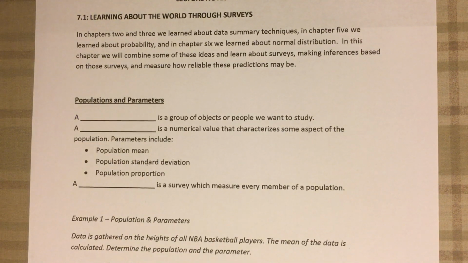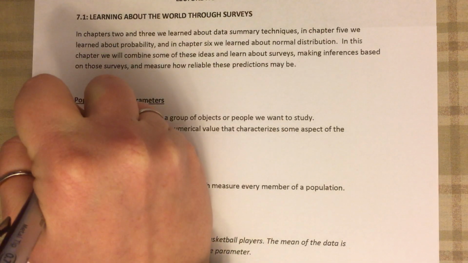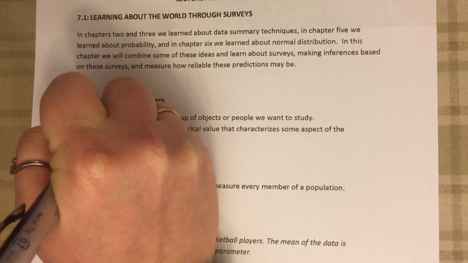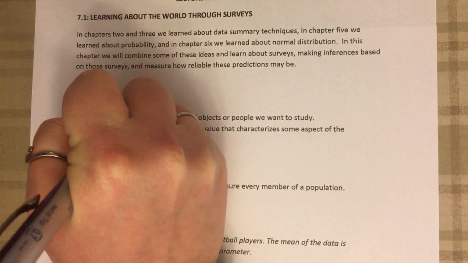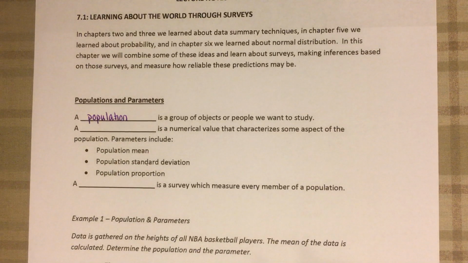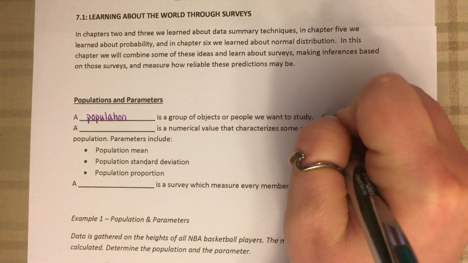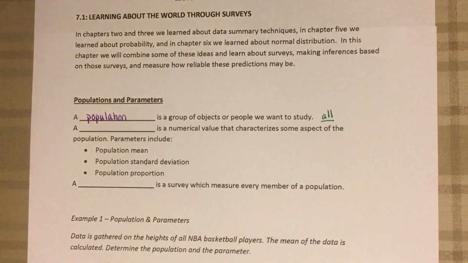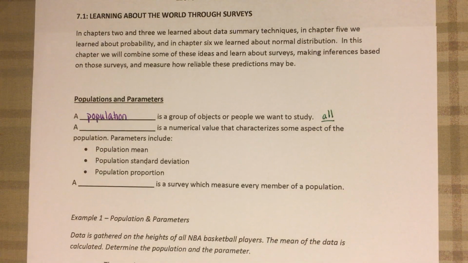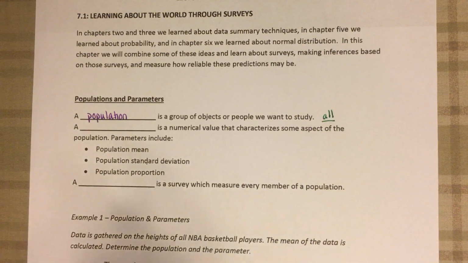Right, so our first definition is going to be that of a population. A population is a group of objects or people who we want to study. When we're thinking about the word population, what we should be thinking about is this is all, right? So an entire group, an entire population of people, right?